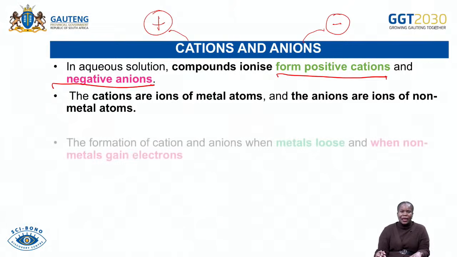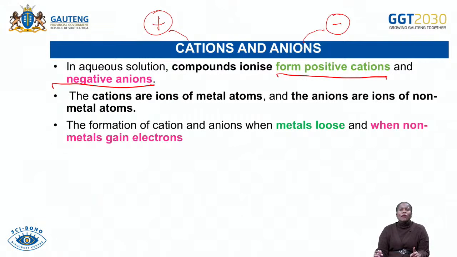So why is that? Now, the formation of cations and anions is due to the fact that your metals will lose electrons very easily, okay? And then the non-metals, they gain electrons very easily. So it's pretty much your oxidation reduction kind of thing, okay? So the formation of cations and anions is because your metals tend to lose their valence electrons easily, and then the non-metals will then gain those electrons, okay?